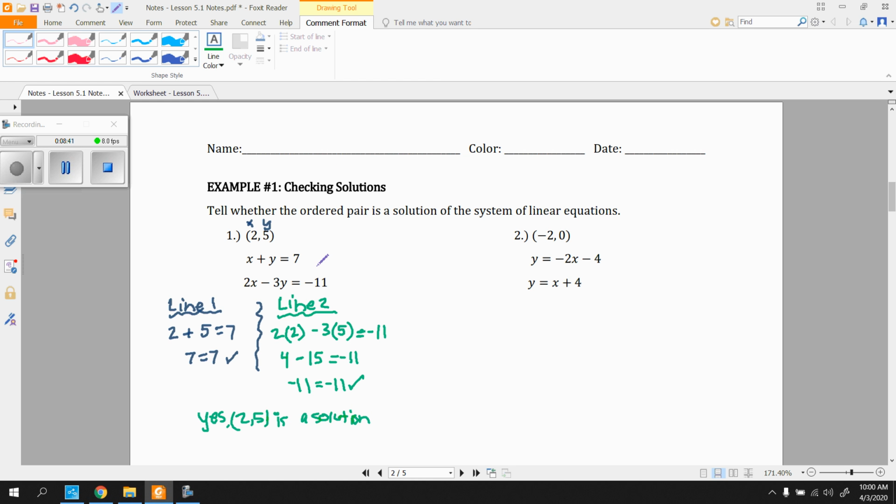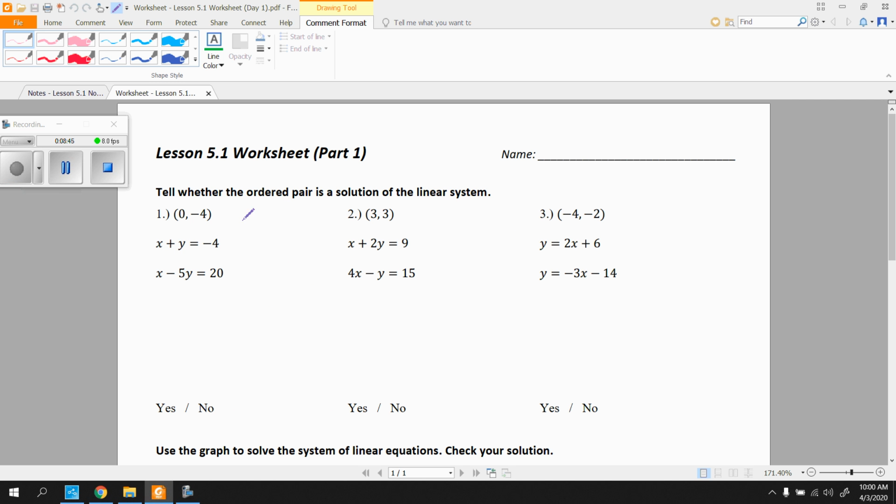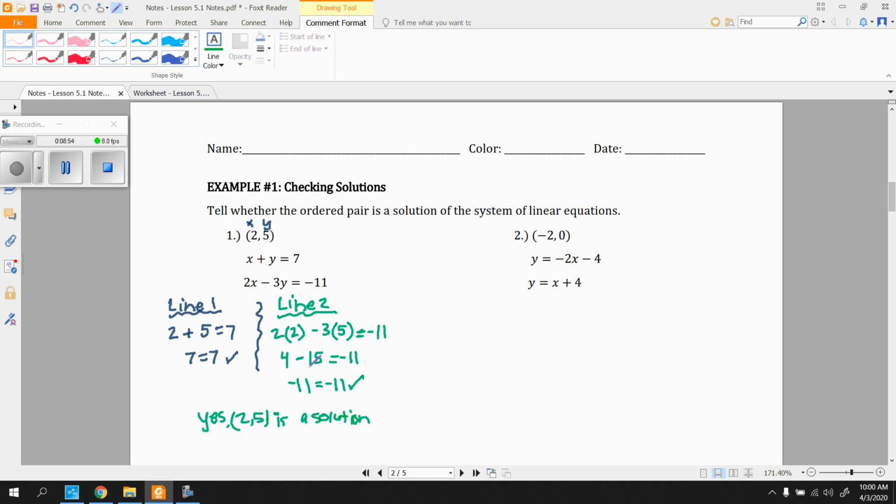Okay, that's the work that I have to see. So for your numbers 1, 2, and 3, you cannot just circle yes. You can't just have minimal work. I'm looking for a couple lines of work.